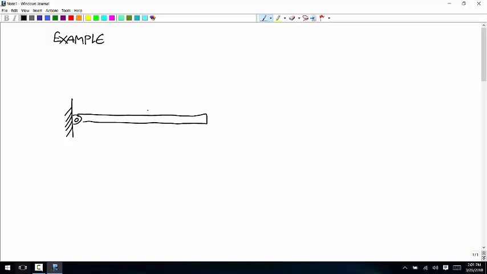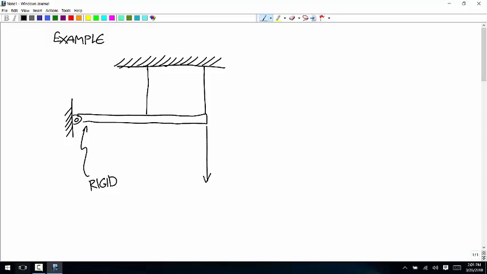And then let's say there's a cable here and a cable here connected to the ceiling. We're going to assume that this thing is rigid. Those cables, because they're a lot thinner, a lot less material, are going to deform a lot more than that body is. Okay, so this thing's rigid. And let's say there's a downward force at the end of 5,000 newtons. Let's say this is 0.6 meters and this is 0.4 meters.